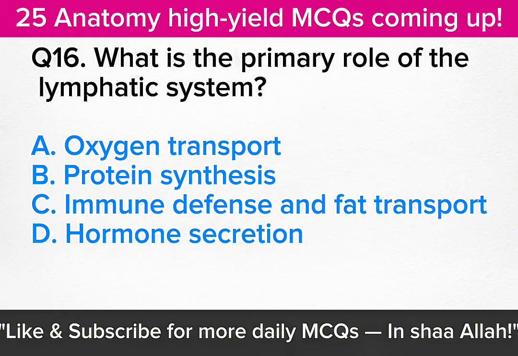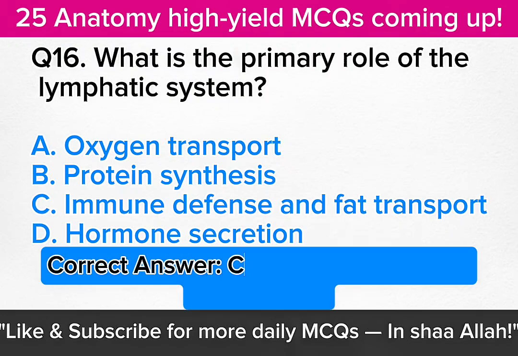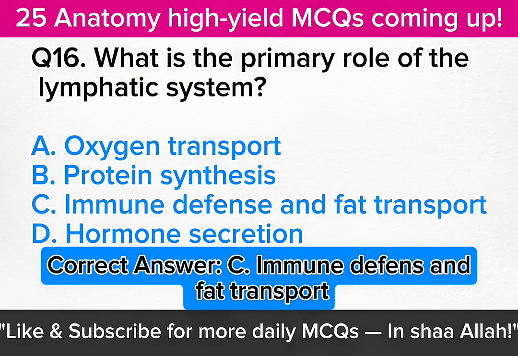Q16. What is the primary role of the lymphatic system? A. Oxygen transport. B. Protein synthesis. C. Immune defense and fat transport. D. Hormone secretion. Correct answer: C. Immune defense and fat transport.